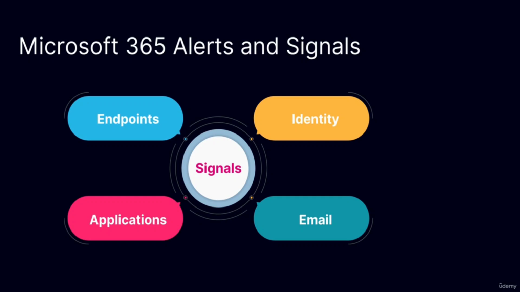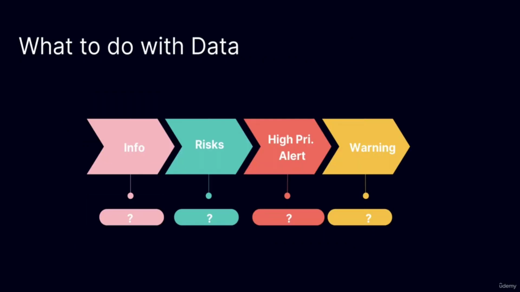So, how does Microsoft 365 Defender work? Well, it collects extended detection and response, also known as XDR signals. And these signals are collected from endpoints, identity, applications such as email or Teams. And basically, all this data is collected to determine if there is a potential threat and what actions to take to mitigate that threat.